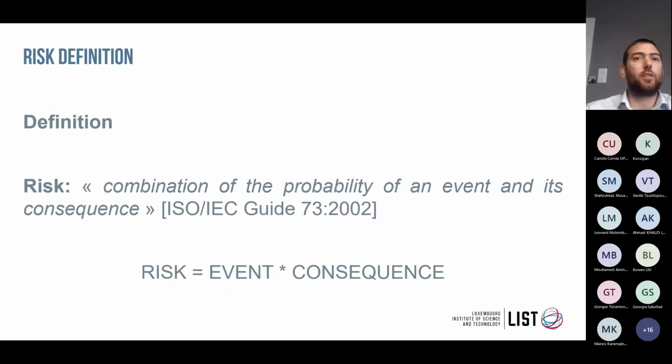After the generic definition of a risk that we have seen before, we now have the definition of a risk for the risk management world. A risk here is defined as the combination of the probability of an event and its consequence. So here you have clearly two important components of a risk, an event and a consequence. We can also notice that in this definition, a risk is not only negative. For example, if you win the lottery, it's an event followed by a consequence.